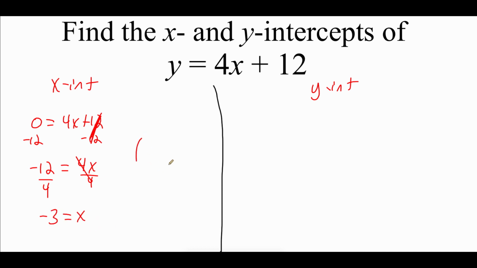So now writing this as an ordered pair, the x value was negative 3, and the y value, well, we plugged in 0 for the y value, so the y value is 0.